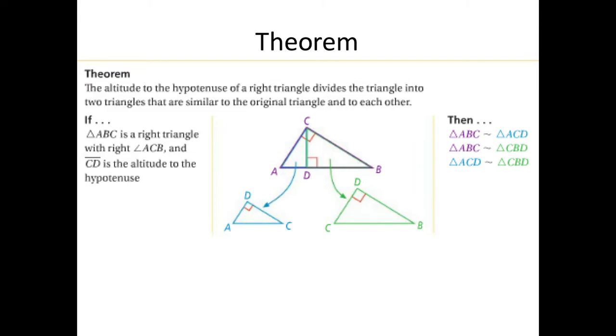This theorem states that the altitude to the hypotenuse of the right triangle divides the triangle into 2 triangles that are similar to the original triangle and similar to each other. So when we look at the big triangle here, the altitude is from C to D. Okay, altitude goes from the vertex and goes straight down and hits at a perpendicular angle to the opposite side.